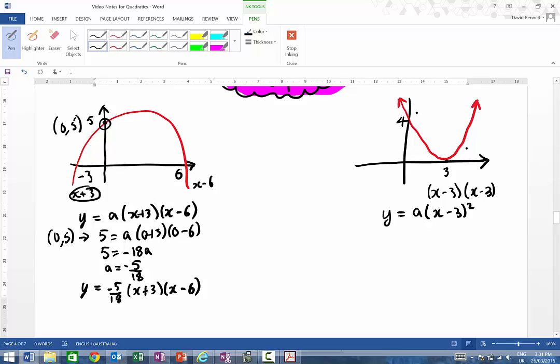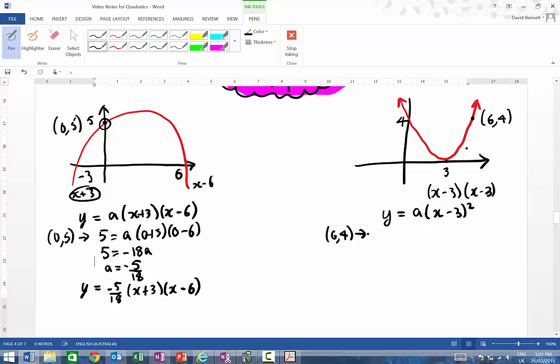Now, that point again, it could be another point as well. So we could say 4, or we could say this point over here, which is (6, 4). Might as well make it symmetrical there. So if I was going to put that point in there, I've got (6, 4).